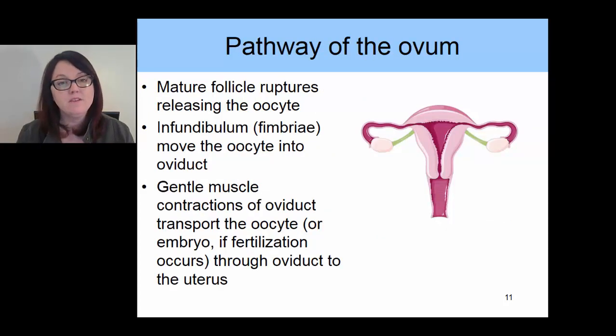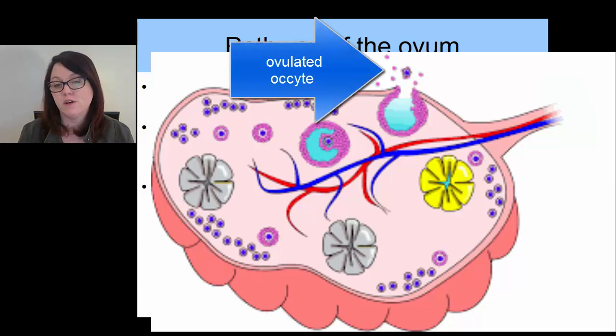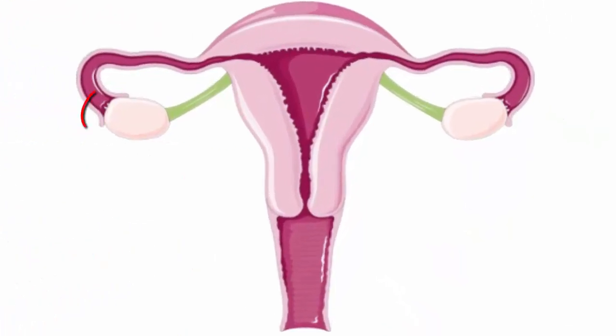Now let's trace the path of the oocyte or ovum. So a mature follicle in the ovary will rupture, releasing the oocyte through the process of ovulation. Now the oocyte is essentially floating in the fluid around the ovary. The fimbriae of the infundibulum will then sweep the oocyte into the oviduct or fallopian tube.